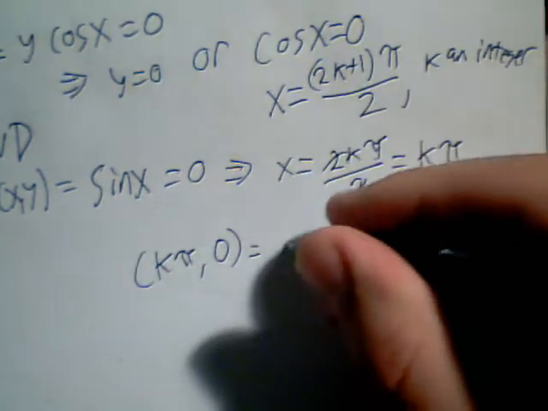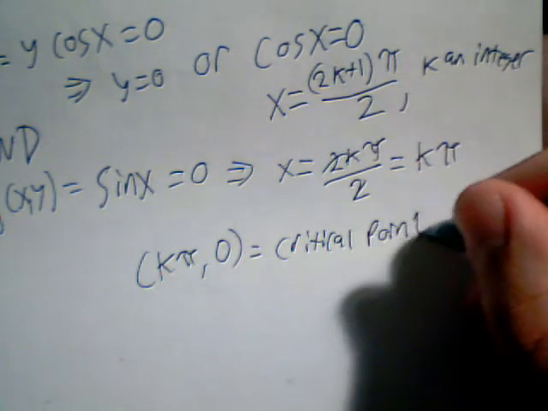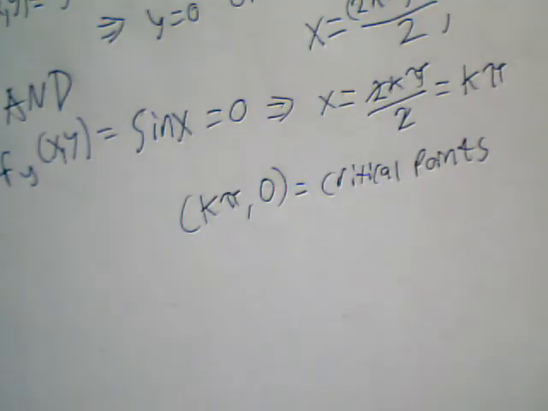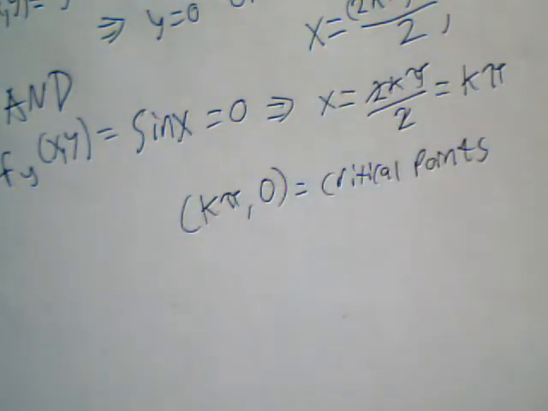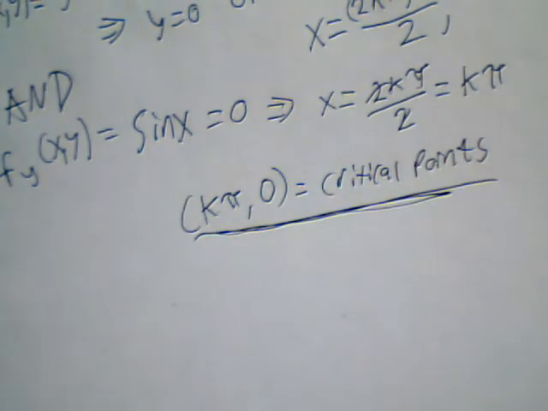So I actually have infinitely many critical points, but they all look like this: k pi and 0, where k is some integer. 0, 1, 2, 3, negative 1, negative 2, negative 3, and so on. Alright, so that's important. Okay, so these are my critical points.